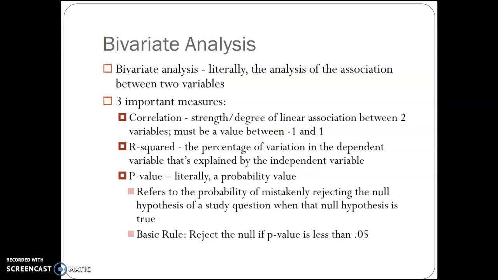Now we're in the bivariate world, meaning that we're considering two variables at a time as opposed to one variable at a time. And so these are basic statistics that we use to analyze two variables at a time. There are three in particular here that are important for our purposes. We're noting here the correlation, the R squared, and the p-value.